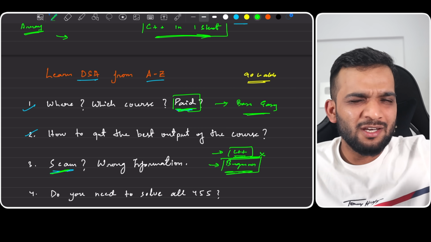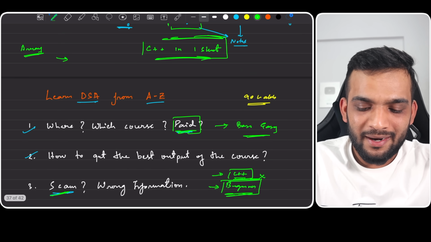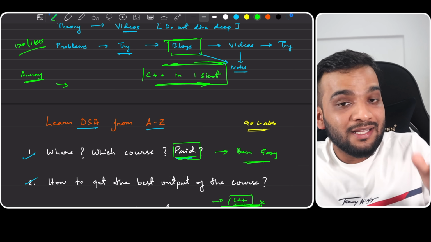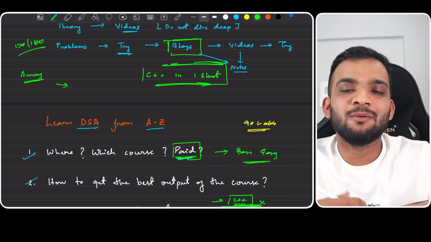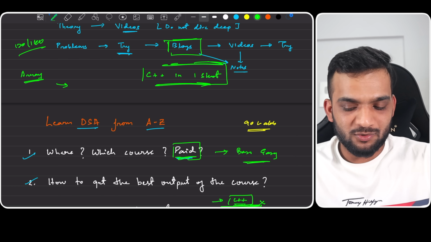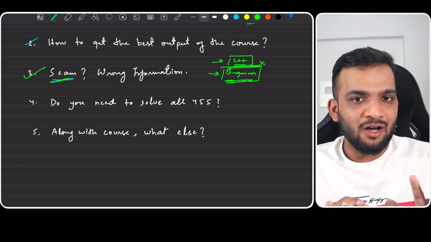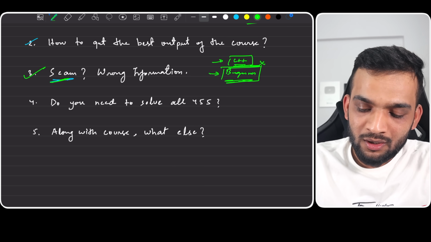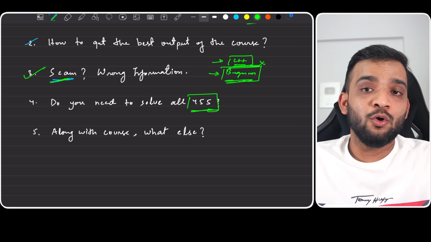You can pick up any of the free DSA courses. They will end up at 170, 180, 200 at max. And they'll be skipping the advanced problems, or they'll be doing 3 or 4 of them. But over here in our course, we do a bunch of advanced problems. So it is tough, but in order to excel, you need to do tougher things. Got it? Do you need to solve all 455?